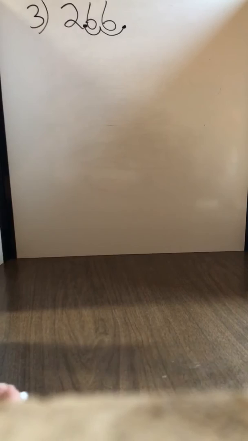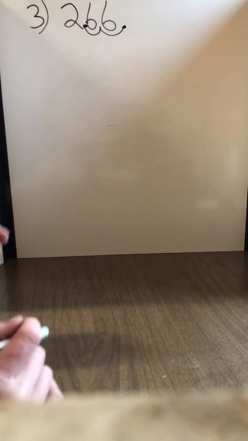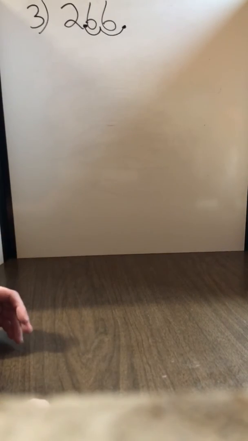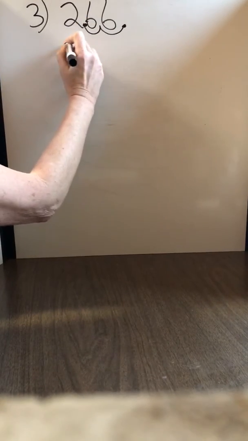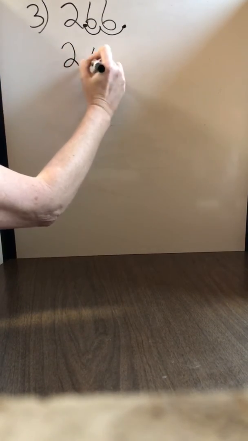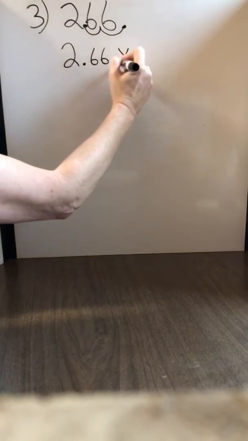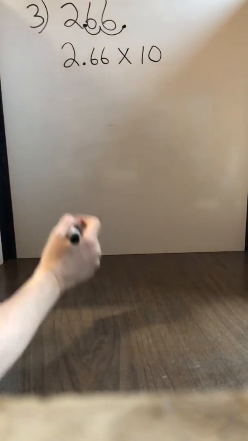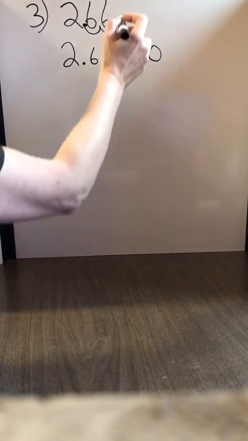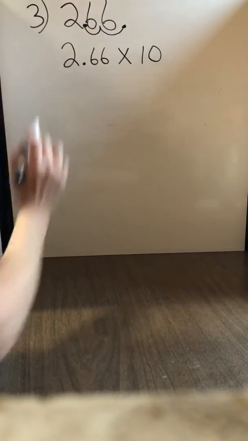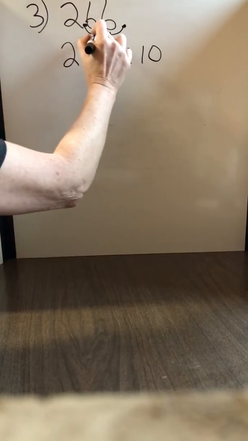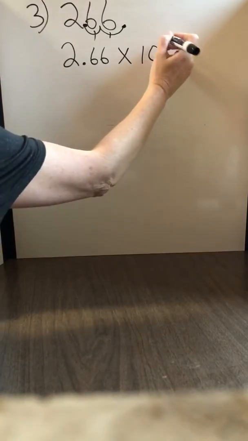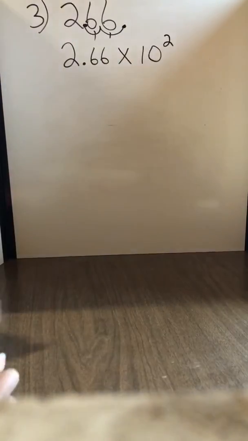2.66, if you think about that, like $2.66, is somewhere between $1 and $10. So I'm going to rewrite this now with my decimal, 2.66 times 10 to a power, and the exponent I'm going to put is going to be the number of spaces I moved. In this case, I moved 1, 2. There's 2 little spaces there. So 10 to the power of 2.